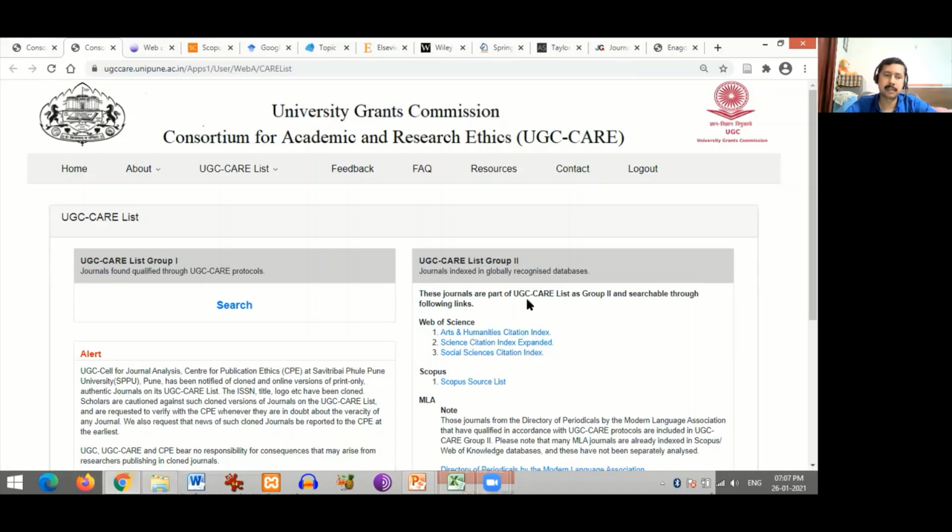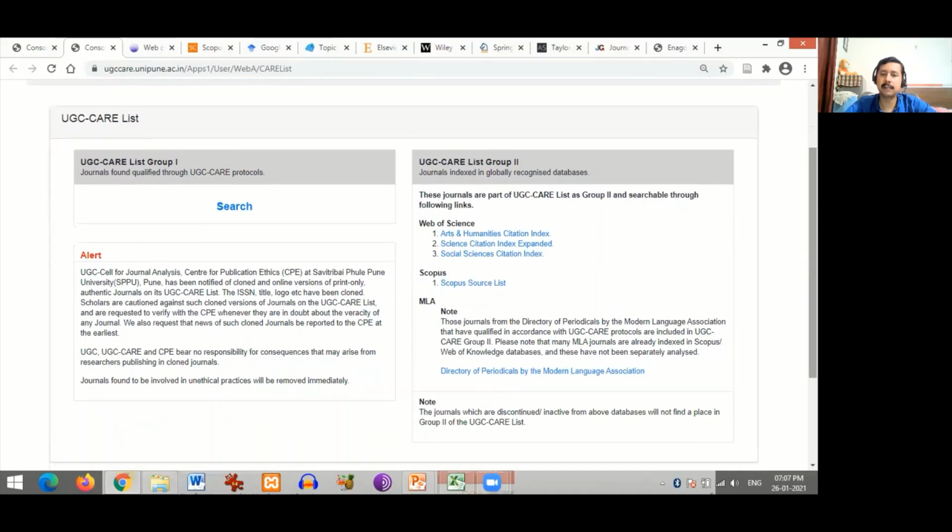Web of Science of Clarivate Analytics has Arts and Humanities Citation Index, Science Citation Index Expanded, and Social Sciences Citation Index. This can also be searched using Master Journal List of Clarivate Analytics, which I showed in my presentation. Scopus has Scopus Sources List, and MLA has Directory of Periodicals by MLA.